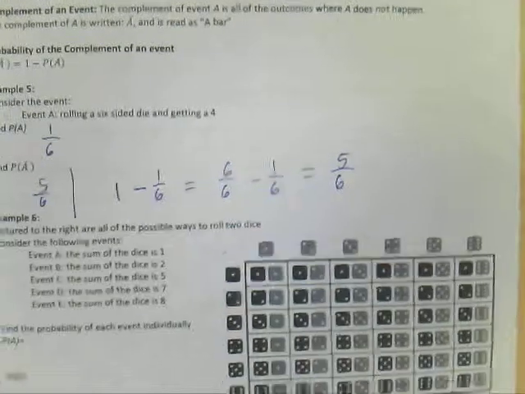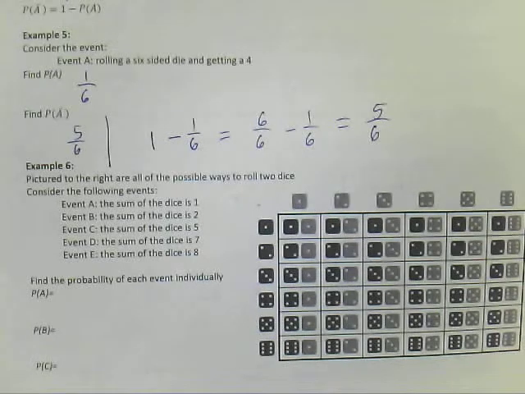Now again, you might be thinking it's easier just to say there's 5 ways not to get a 4, and so I'm just going to do it that way. But again, it's not always quite so easy to count up all of the different ways of something not happening. So sometimes if you're wanting the complement of an event, it's easier just to find the probability of the event and then just subtract it from 1.